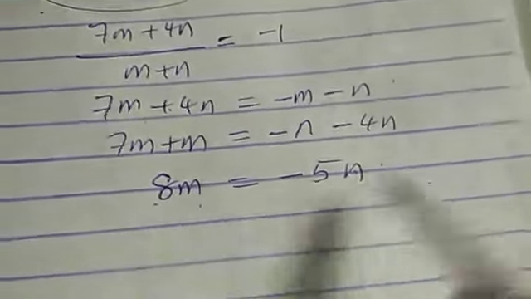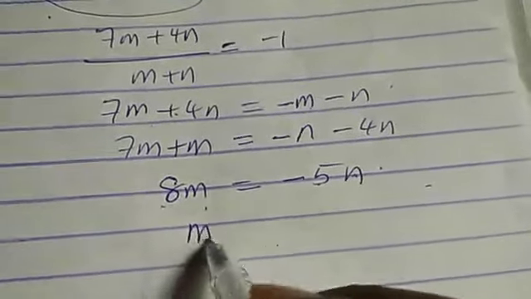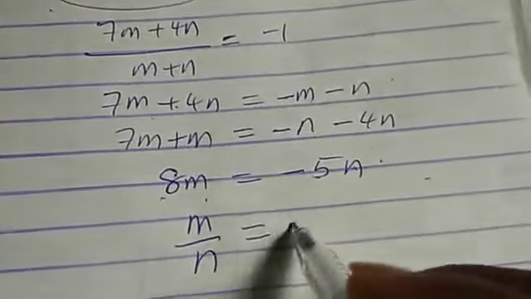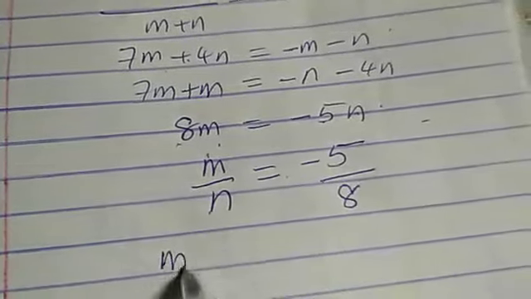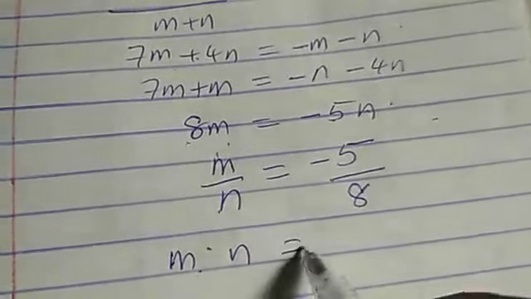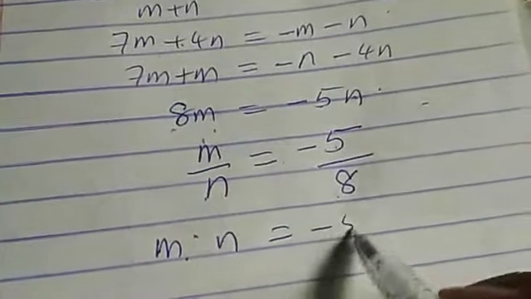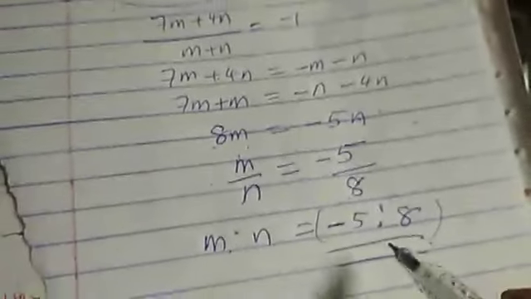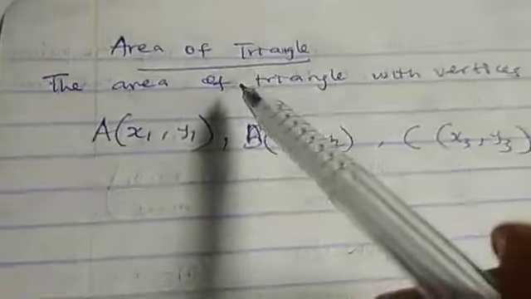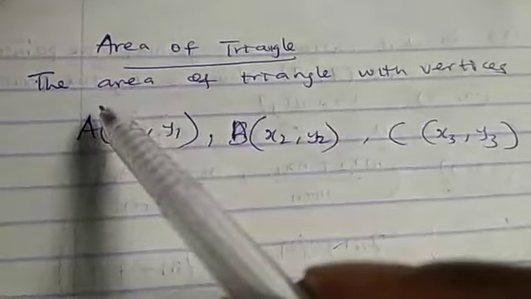Now, let's bring this one to this place and take this to the other side. So that we are going to have m divided by n is equal to minus 5 divided by 8. M divided by n simply means m ratio n. And this one simply means minus 5 ratio 8. So this is the ratio. The ratio is minus 5 ratio 8. So this is required. Another one is area of triangle.